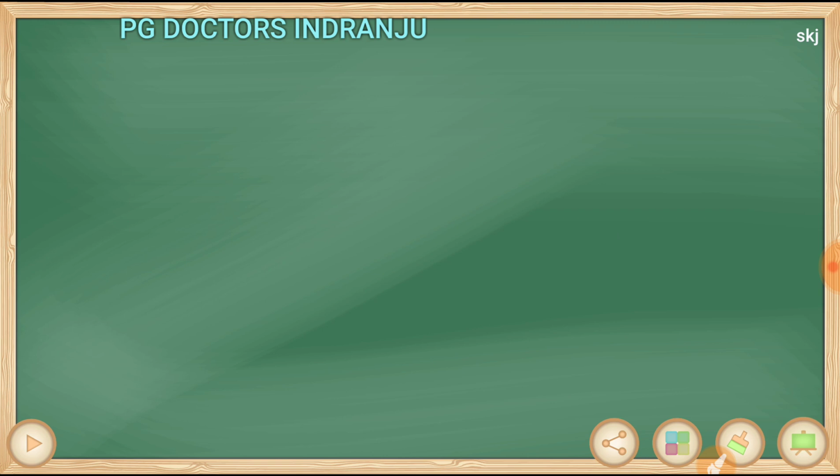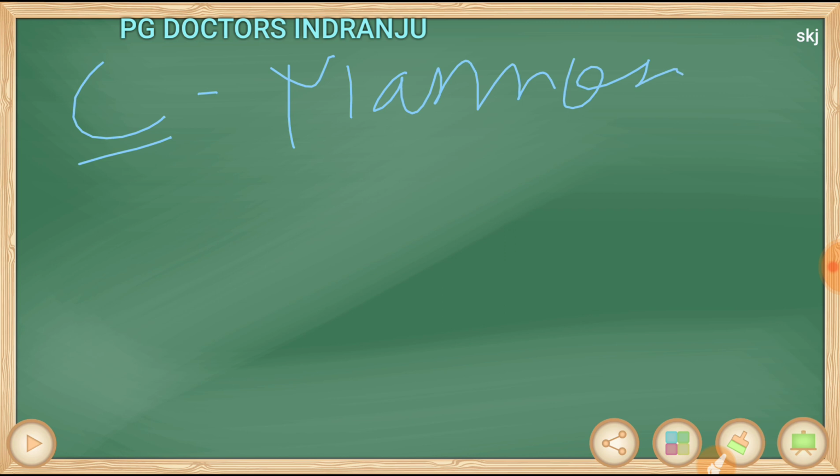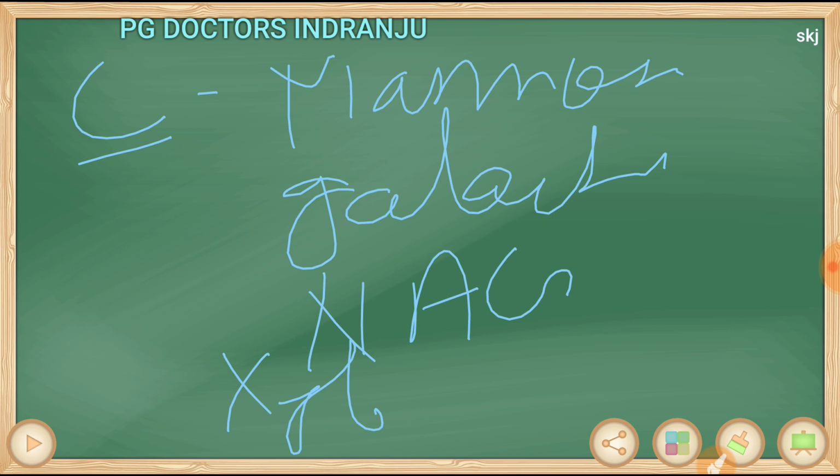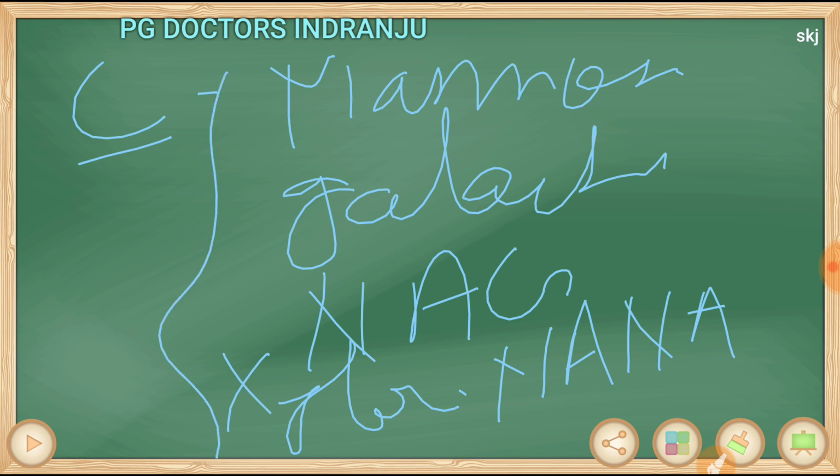What is the carbohydrate in the glycoprotein? You may be asked that the carbohydrates are mannose, galactose, N-acetylglucosamine, xylose, and N-acetylneuraminic acid. These are the components of the glycoprotein, and this is the carbohydrate part.